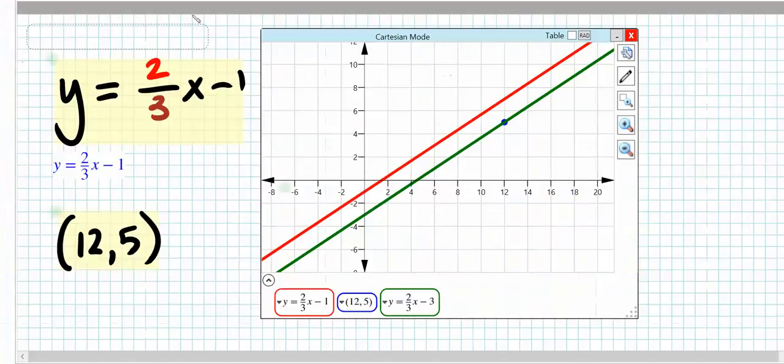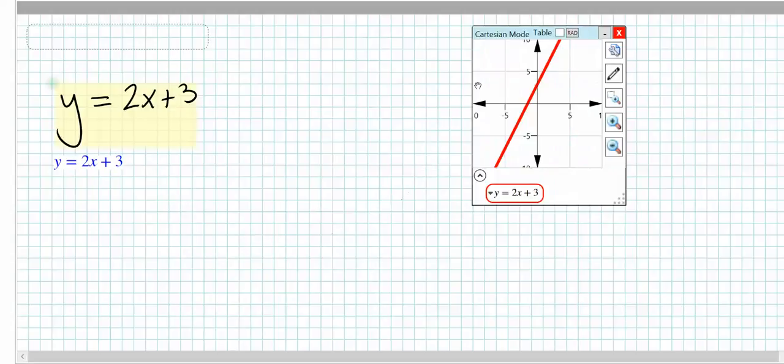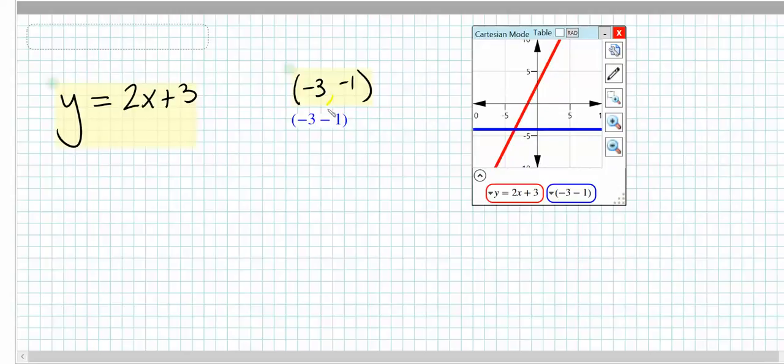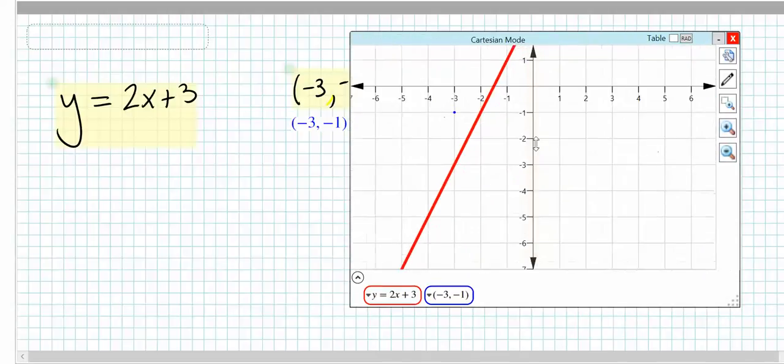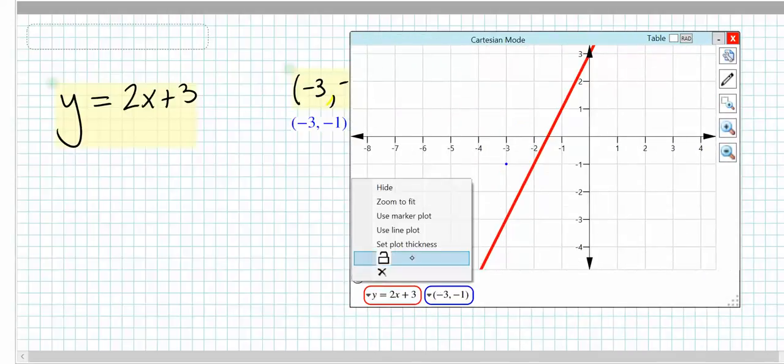So what was the equation that we had? Y equals, what was it? 2x plus 3. Okay, so let's put that one on the graph. And then what was the point that we had? It was -3, -1, right? Is that right? -1, there we go. Yeah, I see it. There it is, that point way down there. See a little tiny dot? Wow, let's make that a little thicker so we can see it. There we go.